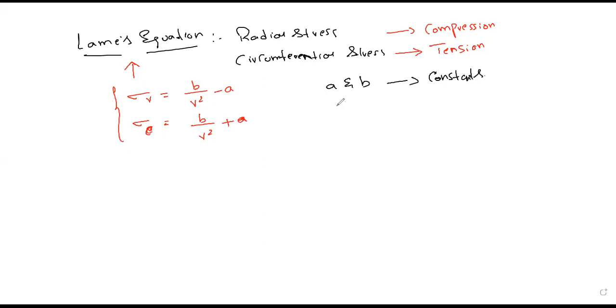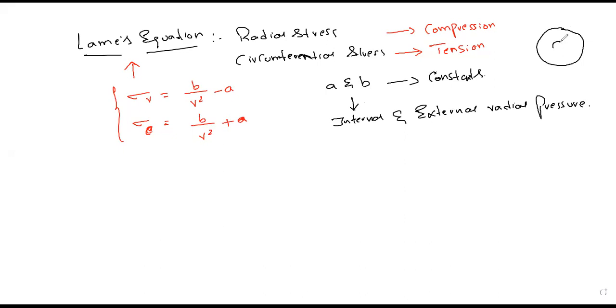Okay, a and b are constants, and these a and b are going to be evaluated based on the internal and external radial pressures. Usually pressure will always act towards its radius, isn't it? If you see the thick cylinder or thin cylinder, this is your P1 and this is your P2. Both are acting radially, so these pressures are called radial pressures, with respect to the radius.